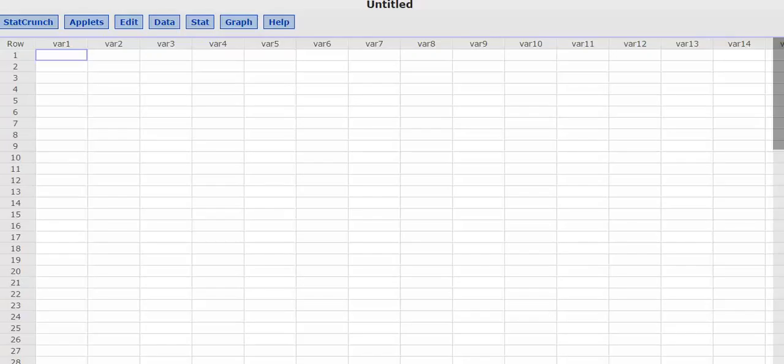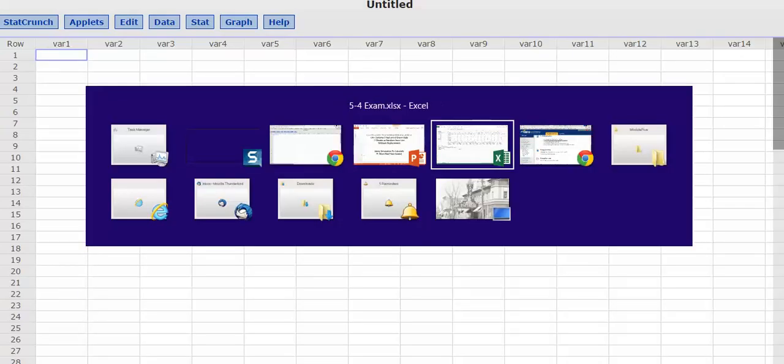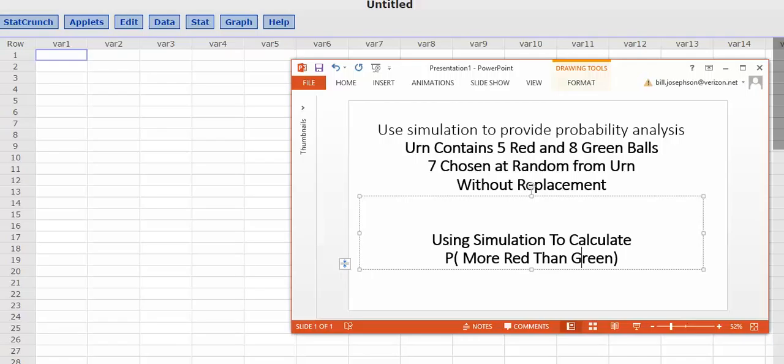How to use StatCrunch to get simulation. This is part of our objective in this course, which is to use simulation to provide probability analysis. Now, what do we mean by probability analysis? I interpret that to mean simply finding probabilities and maybe discovering some of the laws like the addition rule and the multiplication rule. I'm not sure about discovering them, but maybe we can calculate them using simulations or approximate them.